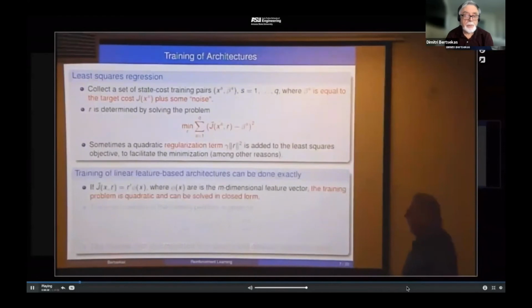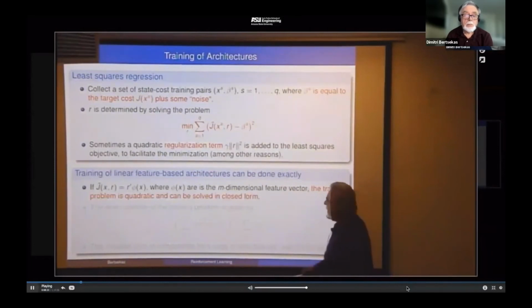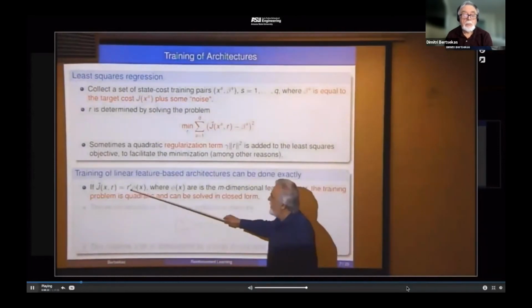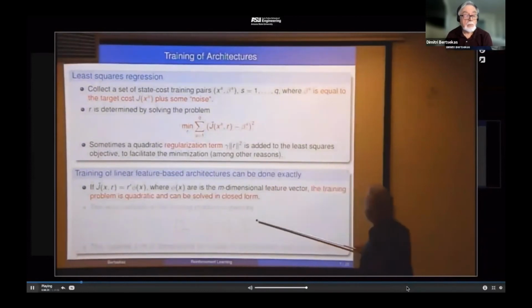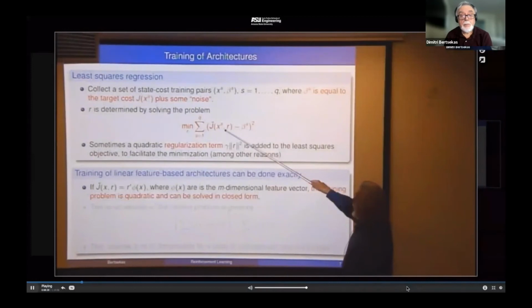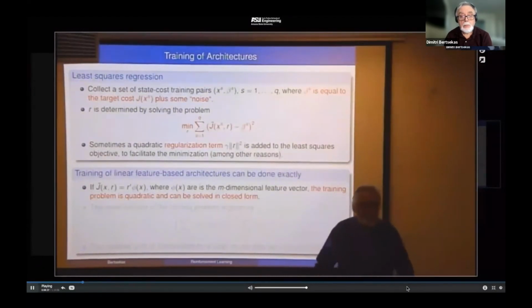Okay, now here's the nice thing about linear feature-based architectures. The training can be done exactly. This training problem can be solved in closed form. How so? Well, if we have this linear feature-based architecture, then this function here is linear in R, so this is quadratic in R. The cost function is quadratic in R. And quadratic problems can be solved in closed form.